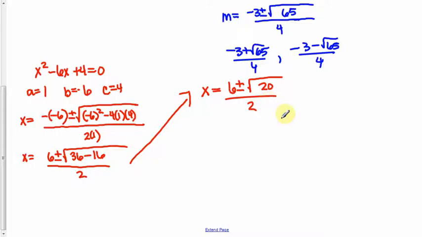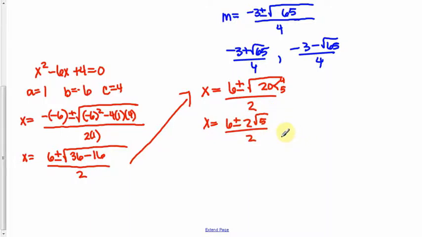Then you're going to need to break 20 down. What does 20 break down into? 4 and 5. I like to just write it here. So you get x equals positive 6 plus or minus 2 square roots of 5 all over 2.